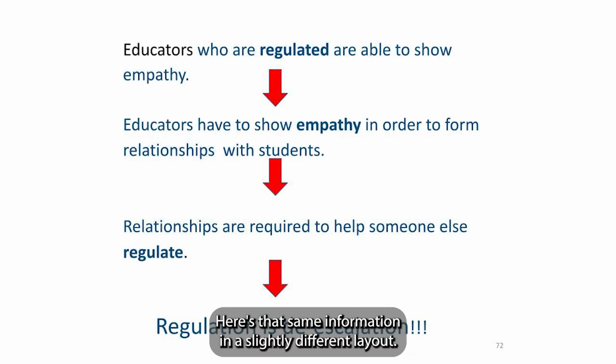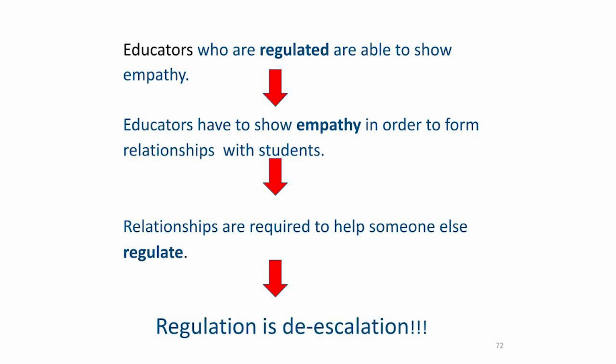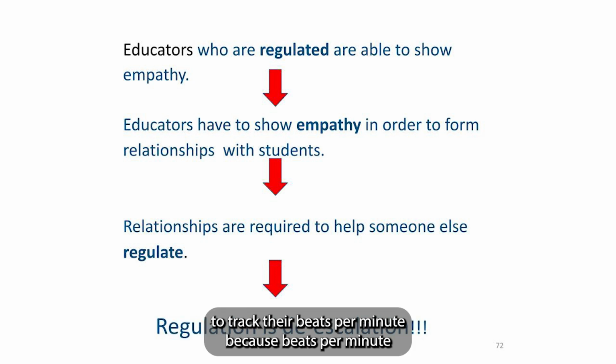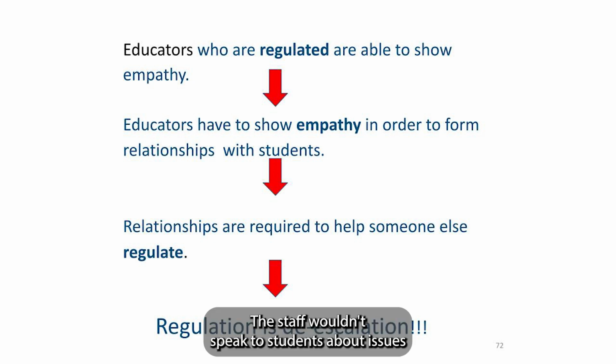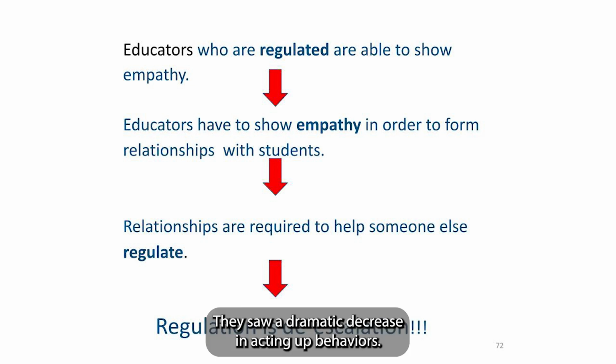Here's that same information in a slightly different layout. I like that the last bullet lays out that regulation is de-escalation. There was a study at an alternative school where each student was given a heart monitor to track their beats per minute because beats per minute is directly connected to brain function. The staff wouldn't speak to students about issues until they were at a certain heartbeat range. This forced students to ultimately regulate their brain function before processing issues. They saw a dramatic decrease in acting out behaviors.